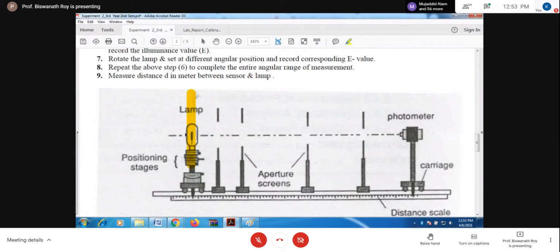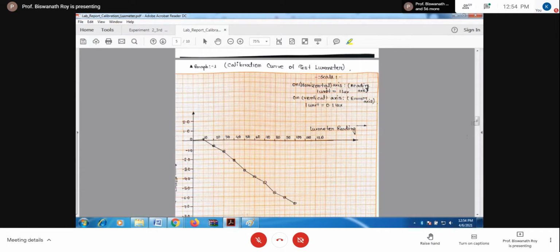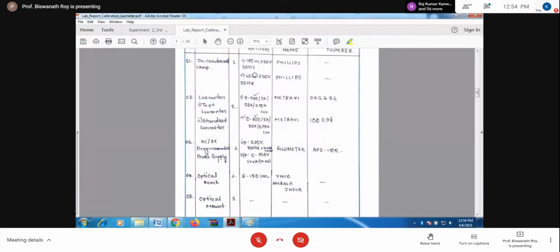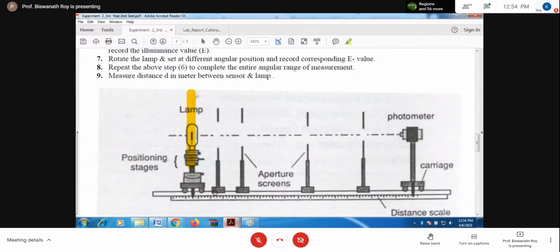So what is the task now? I supply the lamp at a fixed voltage, that is the rated voltage. Where do I get the rated voltage? You see here, the second experimentation is done with the 60 watt 230 volt lamp. Here the rated voltage is 230 volt. So I place the 60 watt lamp here and I supply the 230 volt AC from the programmable power supply and maintain it at a fixed value.